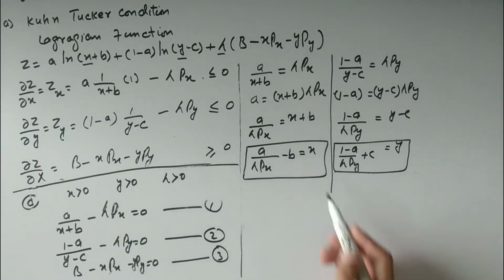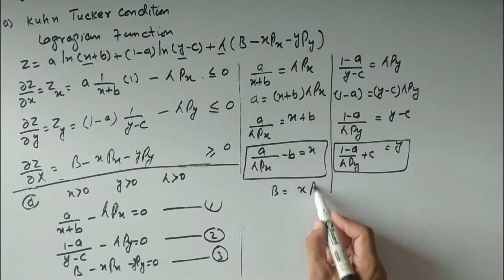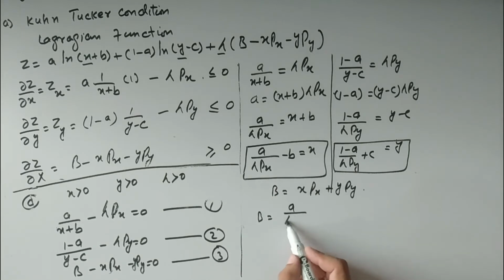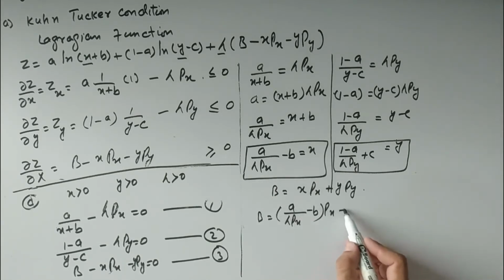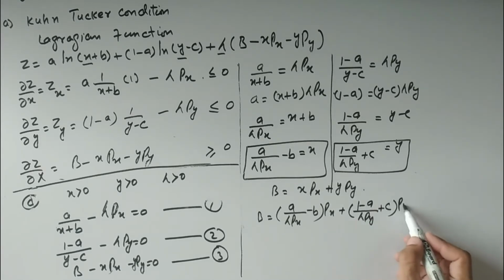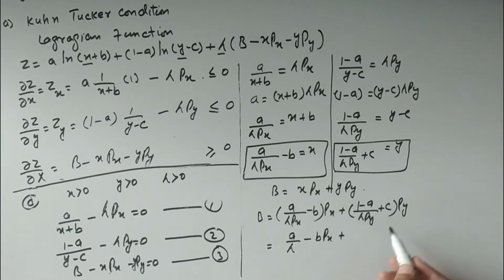Now we have both values of x and y, and we put them in part C. So we have to put the values of x and y in part C. B equals x p of x plus y p of y, equal to x. This will be a upon lambda p of x minus b into p of x plus y, which is 1 minus a upon lambda p of y plus c, and p of y. Now we multiply these values. From this term this will be a upon lambda, and this will be a b p of x plus. And when we multiply p of y with this term, 1 minus a upon lambda plus c into p of y, that is equal to a b.